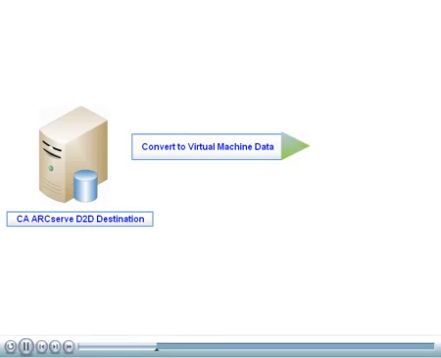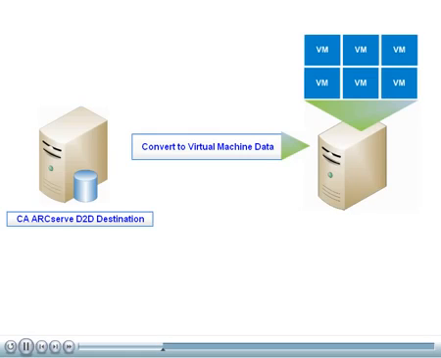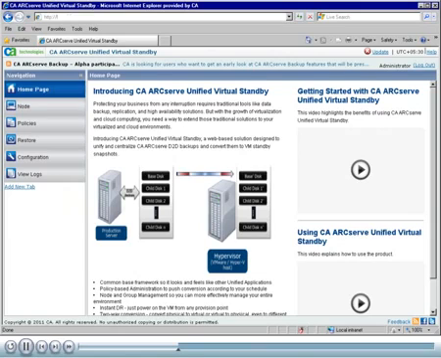With this application, you can provision virtual machines from CA Arcserve D2D backup sessions. In the event of a failure, or even scheduled maintenance, you can automatically switch on virtual machines to take over as production servers. Launch the application in a web browser.